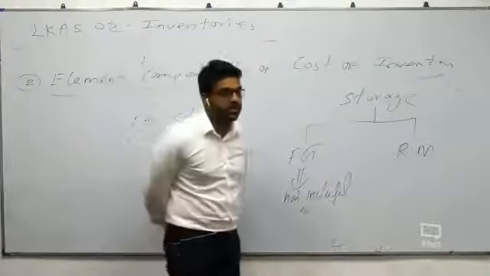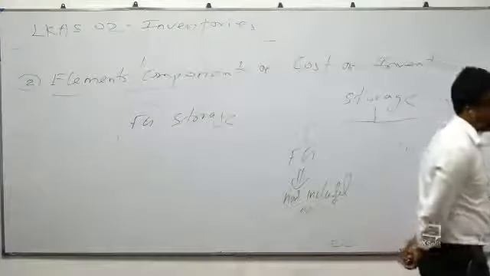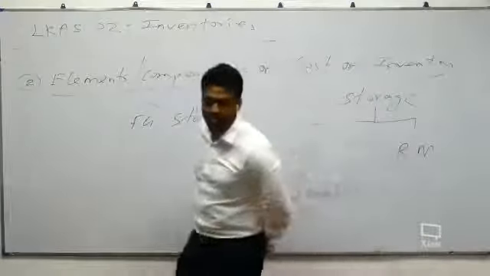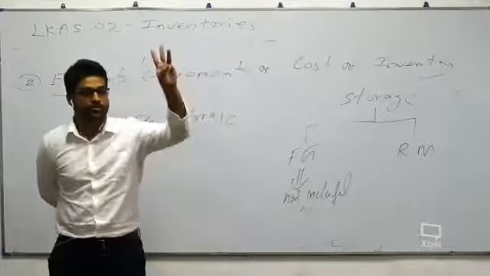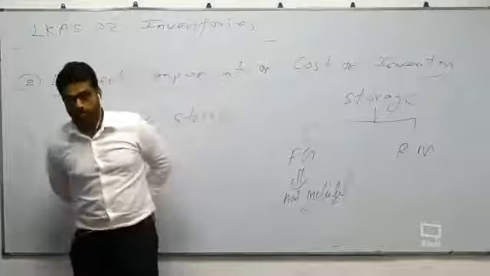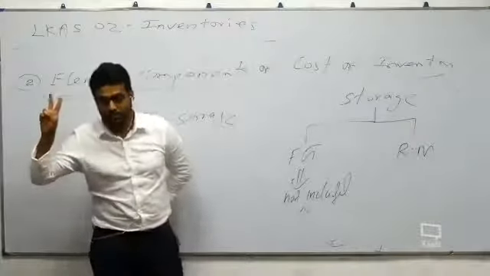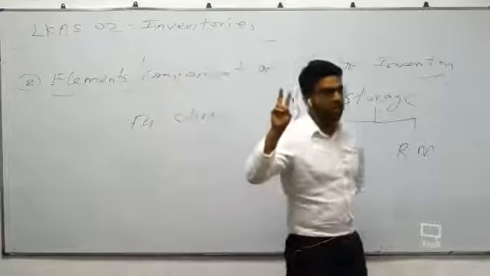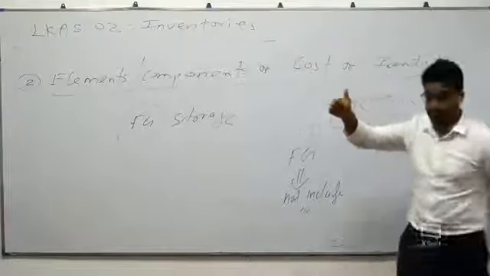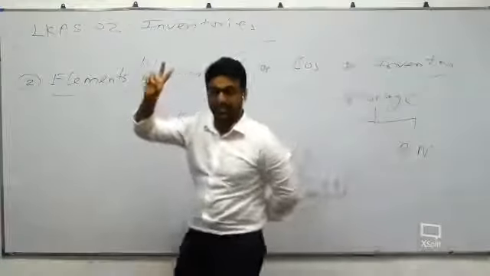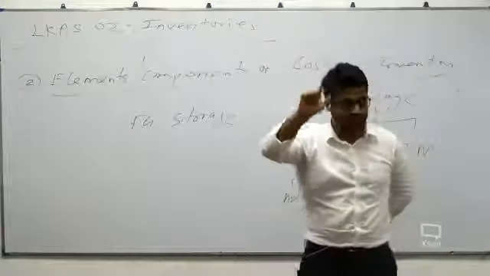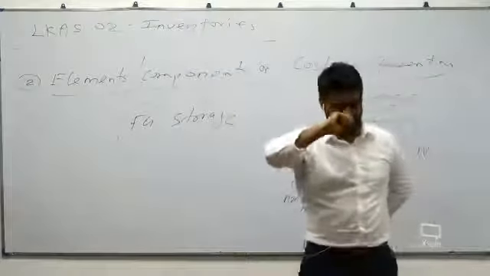Okay, guys, how many elements of cost of inventory? Can you name them? What are the three elements of cost of inventory? Cost of purchase, cost of conversion, other cost. Very good. How many points have we learned up to now out of 8 points? Two points. One is definition, and the other is costs that are included in the cost of inventory. Third point is simple.